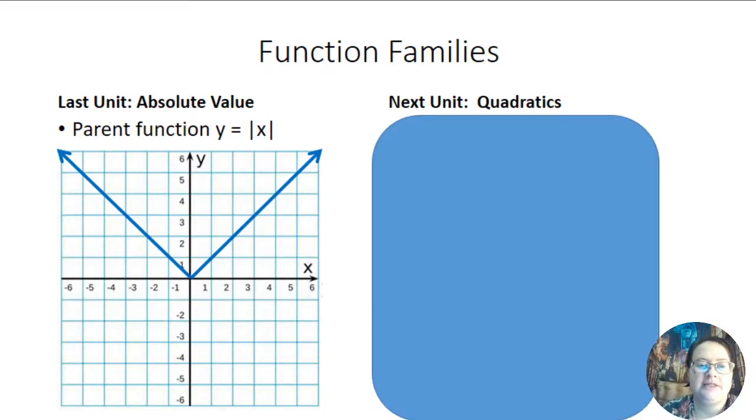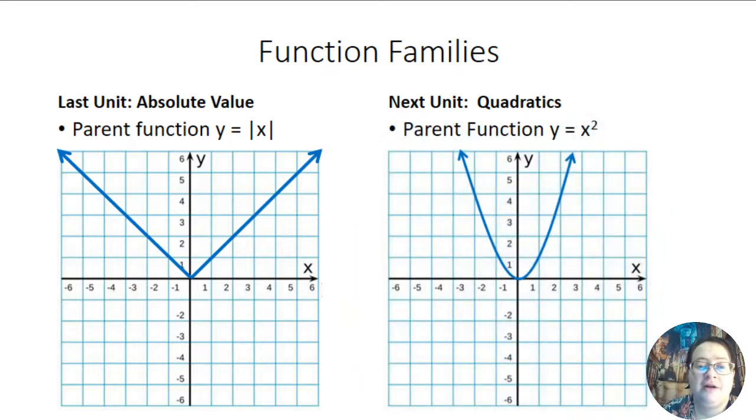For function families, we just finished our unit on absolute value, where the parent function is y equals the absolute value of x, and looks like a V shape as shown here on the left. Our next unit will be quadratics, and in quadratics, our parent function is y equals x squared, and it's our parabola here that we worked with quite a bit in Algebra 1, but we're going to go a little more in depth here in Algebra 2. So these two types of functions are going to be most of the ones we'll look at today.